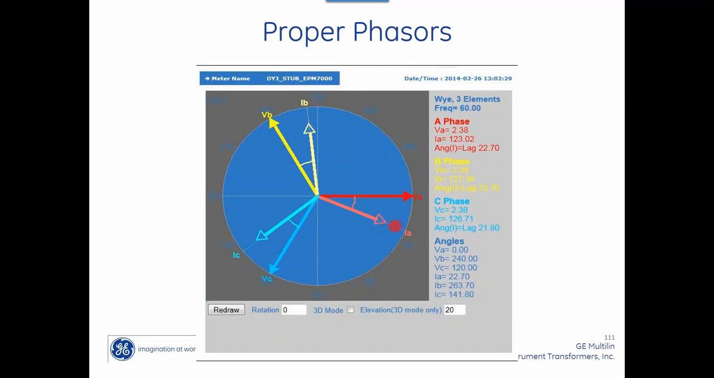Lag. I expect it to lag, absolutely. And in this case, if I'm standing here and my rotation's counterclockwise, this current is lagging this voltage. So this is actually the proper way that should be done, okay?